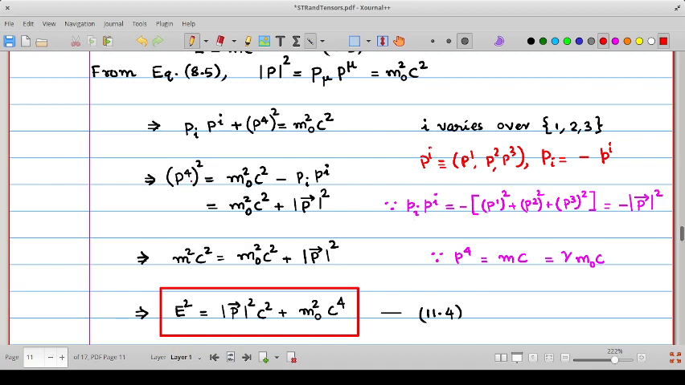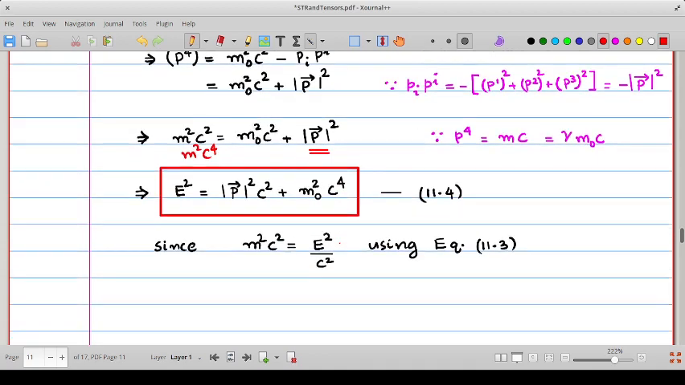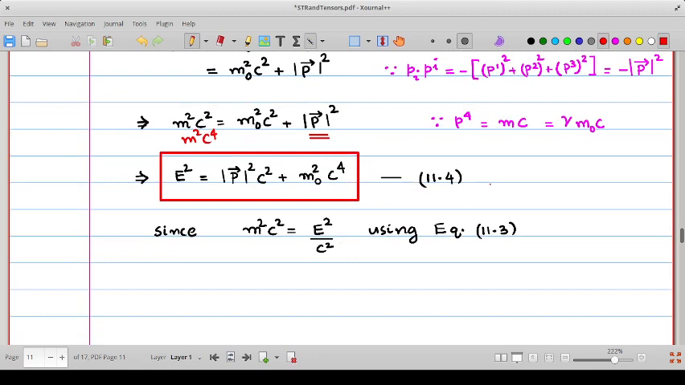So then p4 is equal to mc, and therefore p4 square is m square c square, equal to m0 square c square plus this p vector mod square. Now E is equal to mc square, and therefore I can write this as m square c to the power 4 by c square. Multiplying the whole equation with c square, on the left hand side I have m square c to the power 4, which is E square, equal to p mod square c square, plus m0 square c to the power 4. So this is the famous energy equation.